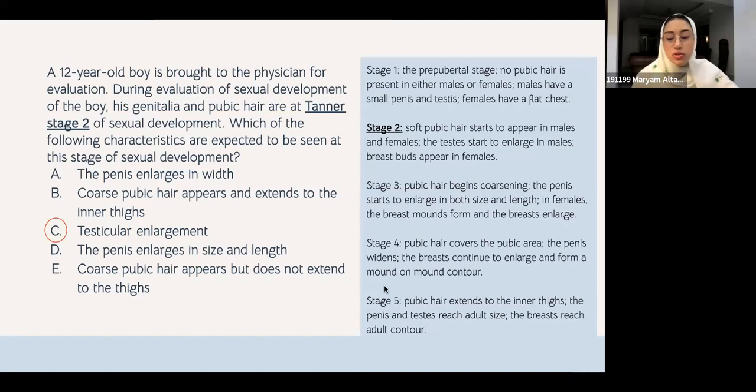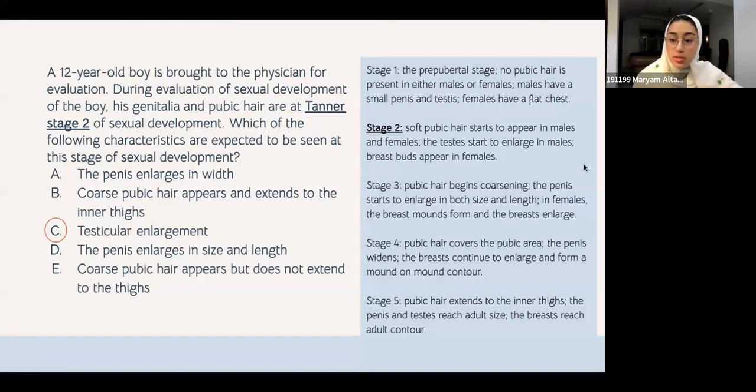And stage 5 is what we consider full sexual development. So pubic hair extends to the inner thighs. The penis and testes reach adult size and the breasts reach adult contour. So this is full sexual development in both males and females. So important for you guys to keep in mind. I know it's more related to the endocrine lectures than the reproductive.